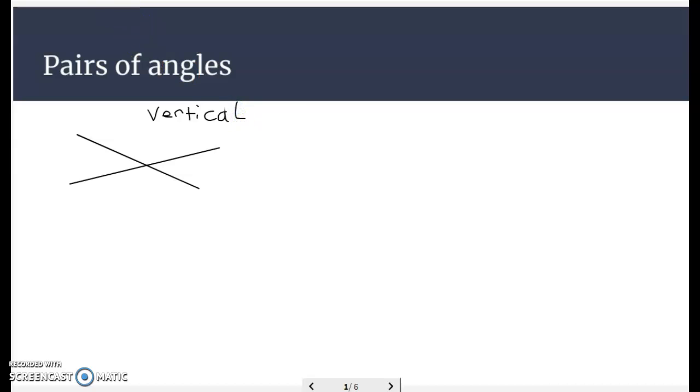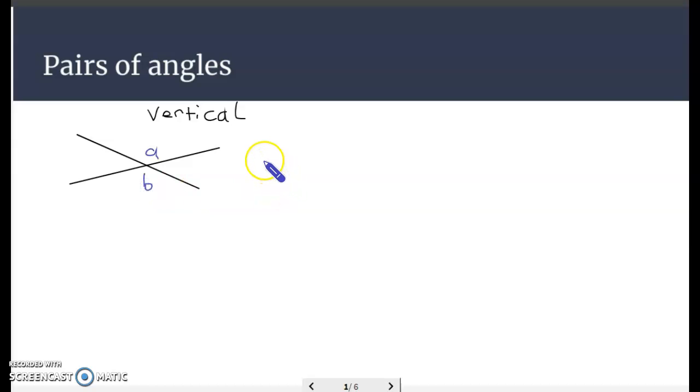Vertical angles are completely opposite of each other. So angle A and angle B here are vertical angles. And the thing to know about vertical angles is they are equal in measure.